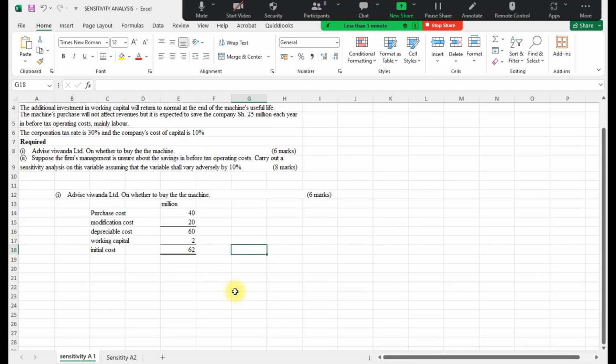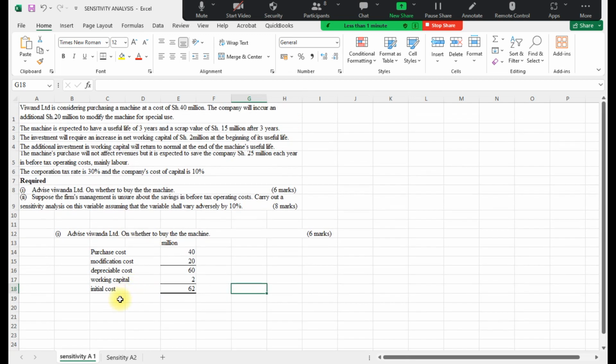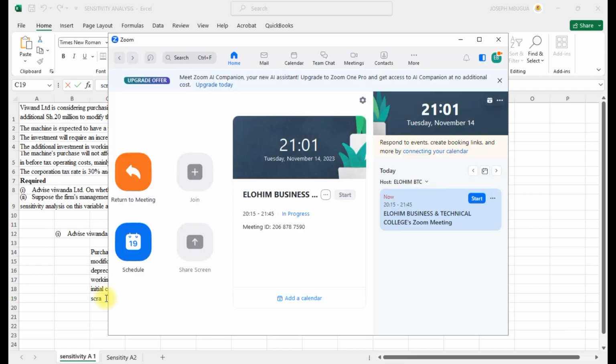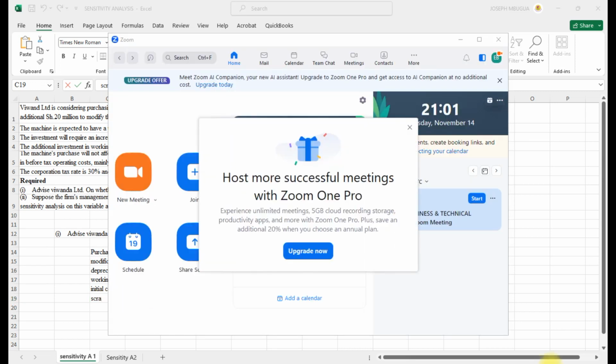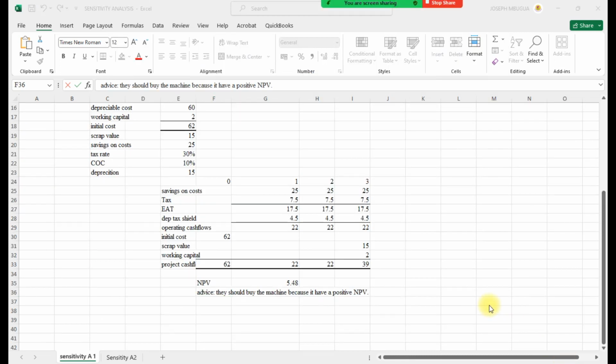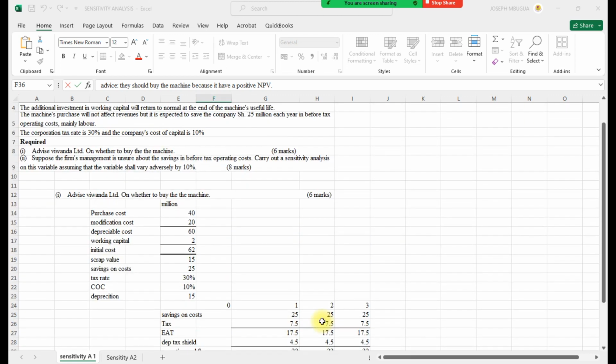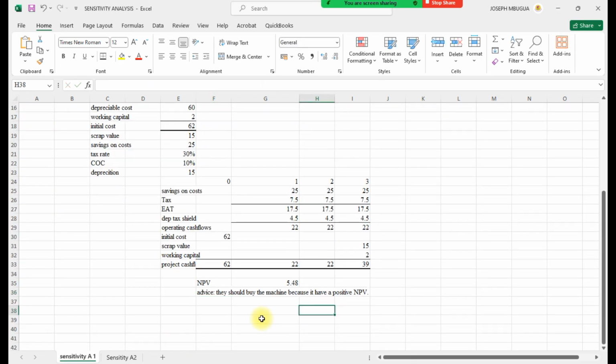So 62 will be our initial outlay, and then we can get our NPV, because the others we know is the scrap. We have a scrap value. We should go ahead and buy the machine. So that is the first part. We should go ahead and buy the machine because the NPV is positive.